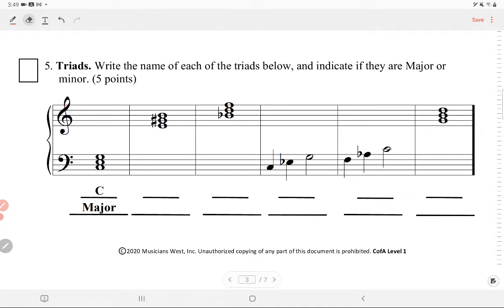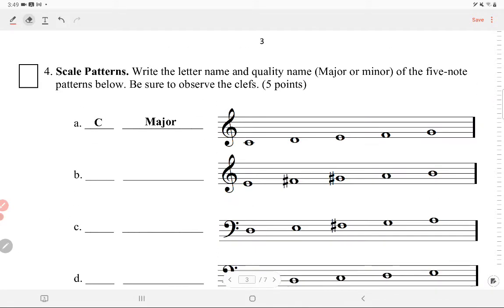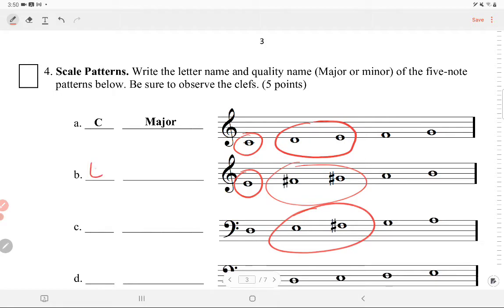Oh, wait a second. I think I skipped all the way down. I skipped number 4. Okay, so actually number 4 is a little bit easier because you have the scale patterns. And again, for this one, you only need one little thing. You need to look at the second and third note and decide if it's a whole step or a half step, okay? The first note is going to be the name of your scale pattern, okay? So in this case, this first note is E, right? And now the second and third notes are F sharp and G sharp, right?